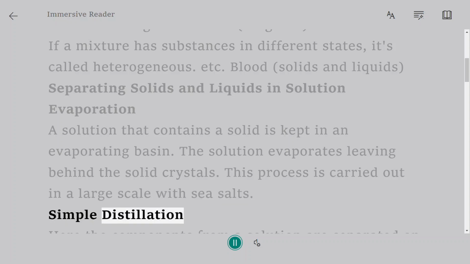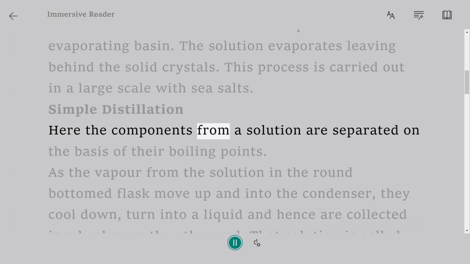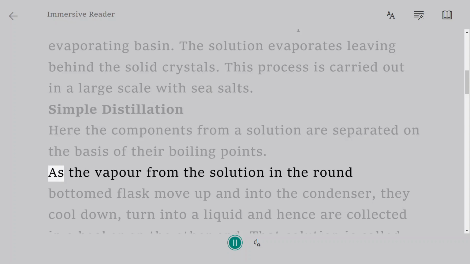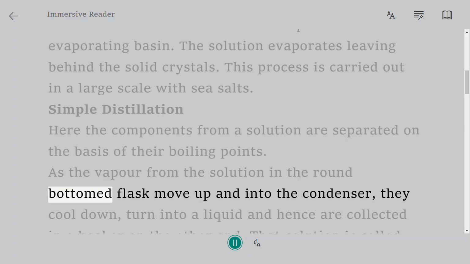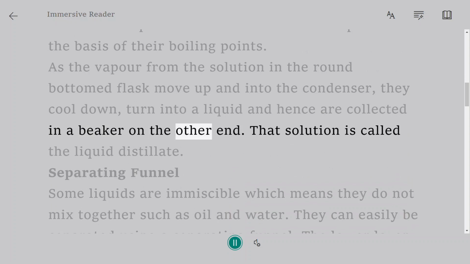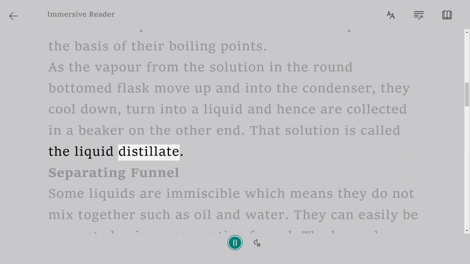Simple distillation. Here the components from a solution are separated on the basis of their boiling points. As the vapor from the solution in the round-bottomed flask moves up and into the condenser, it cools down, turns into a liquid and hence is collected in a beaker on the other end. That solution is called the liquid distillate.